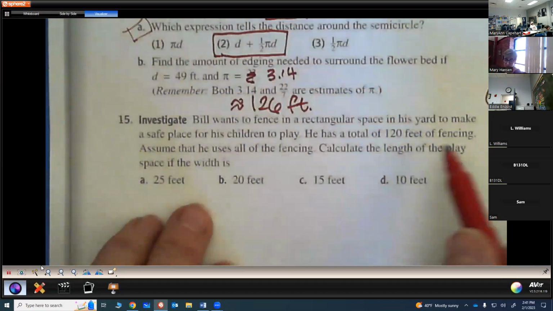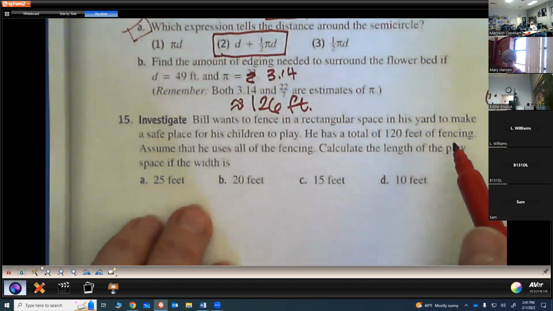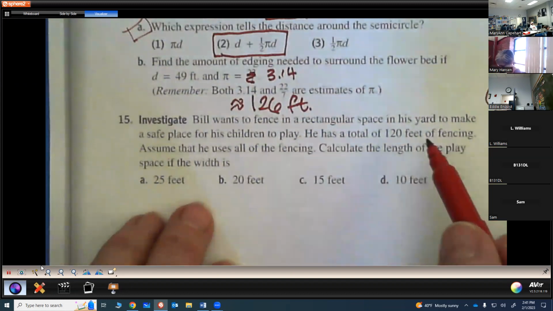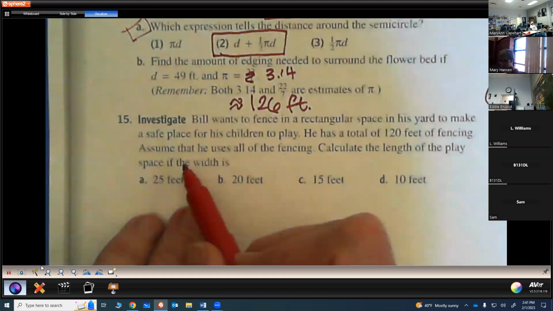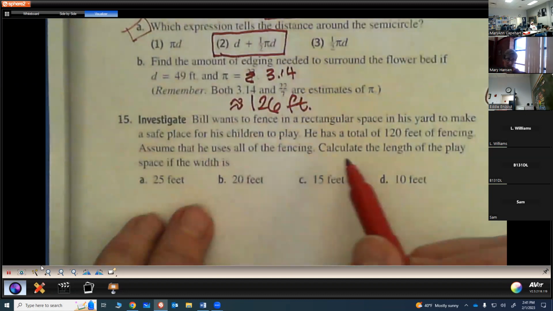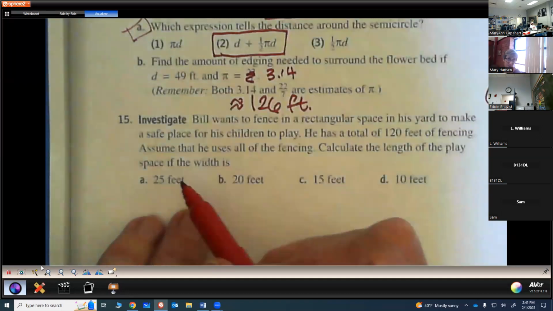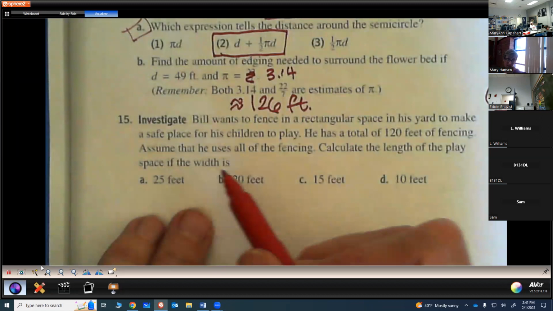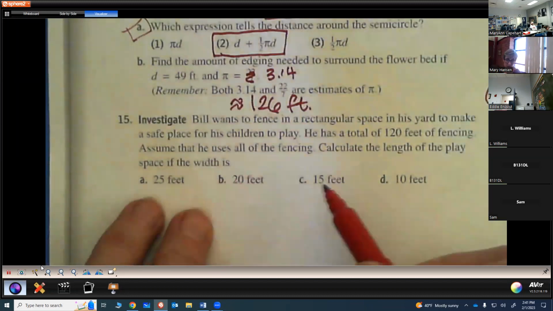This is something my husband would do. I have this much fence, and so we are only going to use this much fence, and we're going to figure out how big we can build it with what we already have. Assume that he uses all of the fencing. Calculate the length of the play space if the width is... and so this is actually 4 different problems.